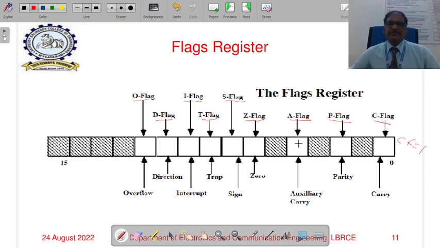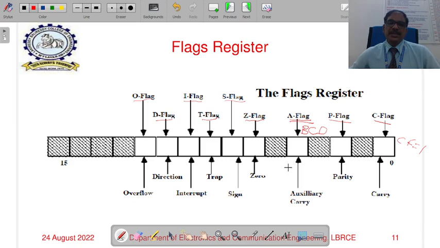And the auxiliary carry flag. This auxiliary carry flag is used especially for BCD operations, binary coded decimal. Every decimal digit is encoded in 4-bit binary, that is BCD. So for BCD operations, during BCD addition and BCD subtraction, this auxiliary carry flag is used.